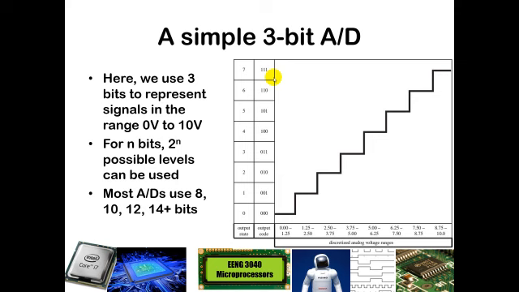Every time we add another bit of resolution, we double the number of bins that we can sort our analog signal into. 3 is a very small number of bits. Most modern day analog to digital converters will have 8 or more bits. In many cases, higher end ones will have 14 or 16 bits. And we will talk about how the microcontroller we're using in this class uses 10 bits to represent the analog signals that it is digitizing.